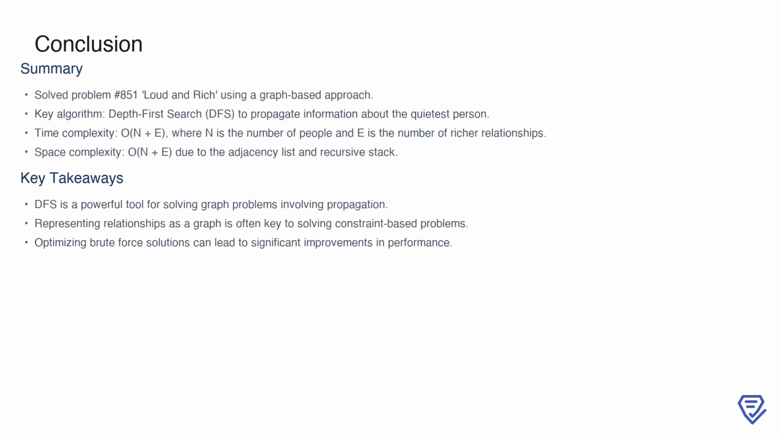Great job! To summarize, we tackled the Loud and Rich problem by modeling it as a graph and using DFS to find the quietest person for each individual efficiently. This problem highlights the importance of leveraging graph-based algorithms to handle constraints.